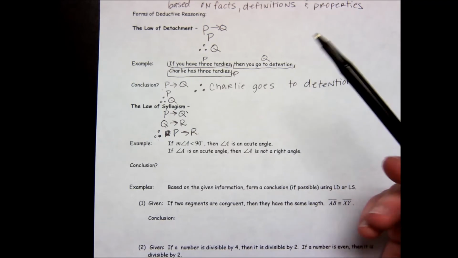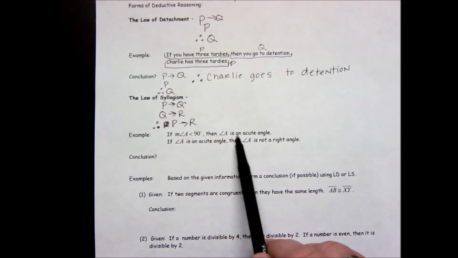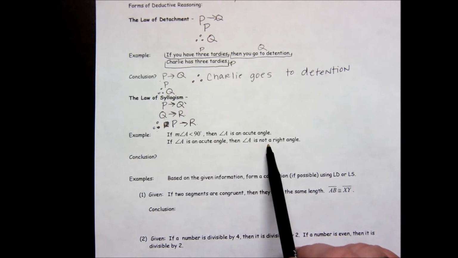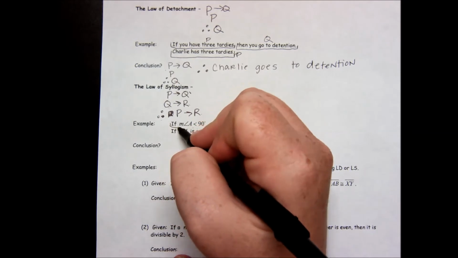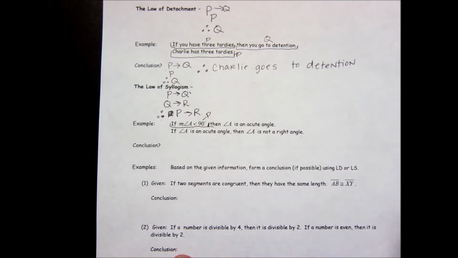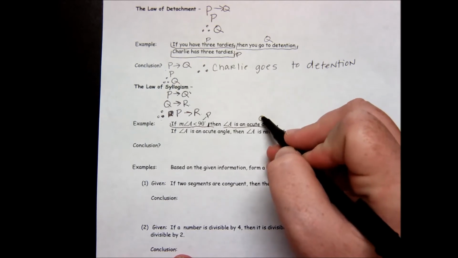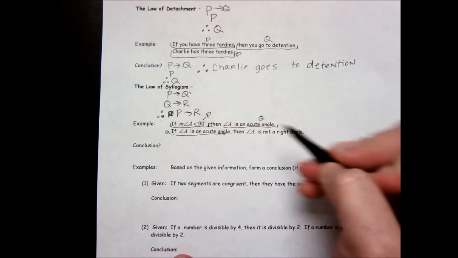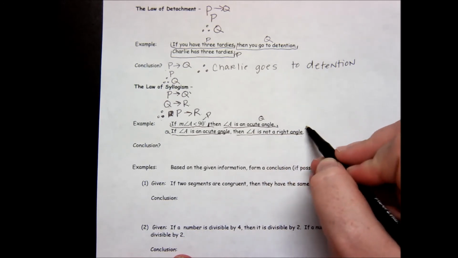So let's look at an example. If the measure of angle A is less than 90 degrees, then angle A is acute. If angle A is an acute angle, then angle A is not a right angle. So if angle A is less than 90 degrees, that is our P. Angle A being an acute angle would be our Q. And then it says then angle A is not a right angle, which is our R.